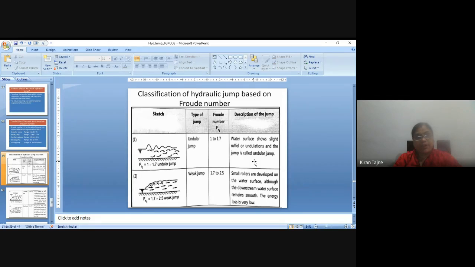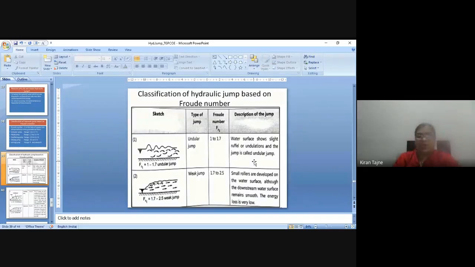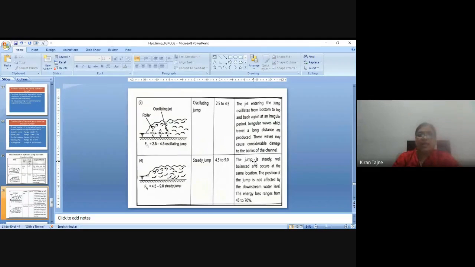And here a small roller forms on the surface and energy loss is very low. In the third type, the oscillating jump, Froude number is 2.5 to 4.5, and the jet entering the jump oscillates from bottom to top and back again at an irregular period. So irregular waves which travel a long distance are produced, and these waves may cause considerable damage to the banks of the channel.